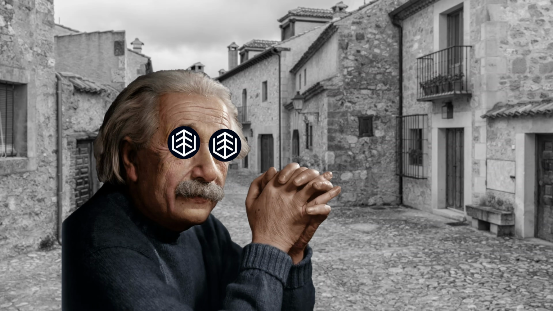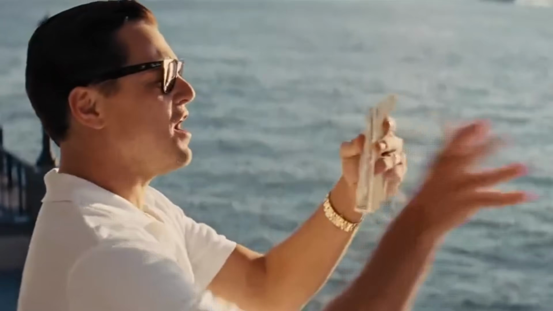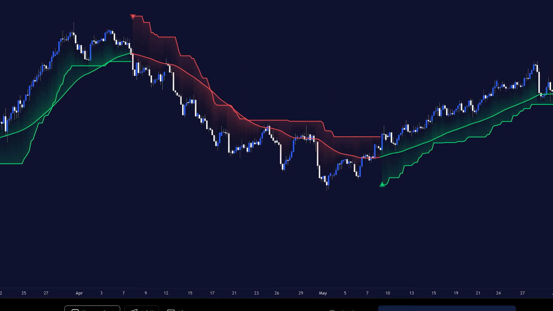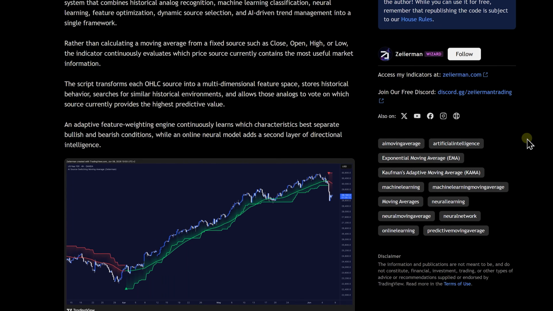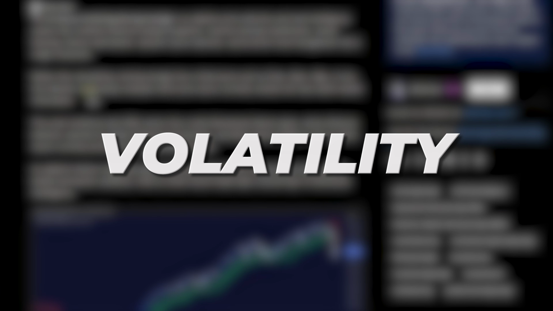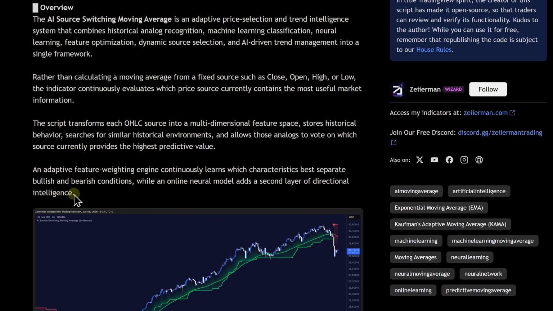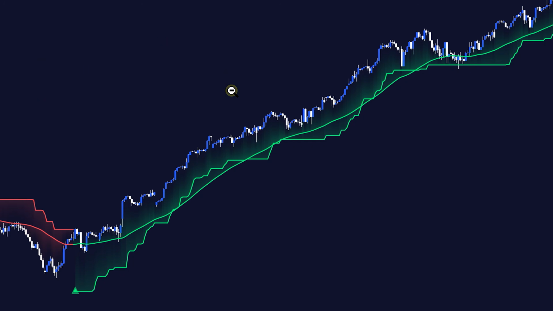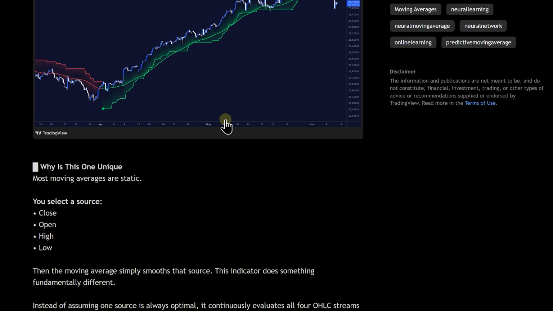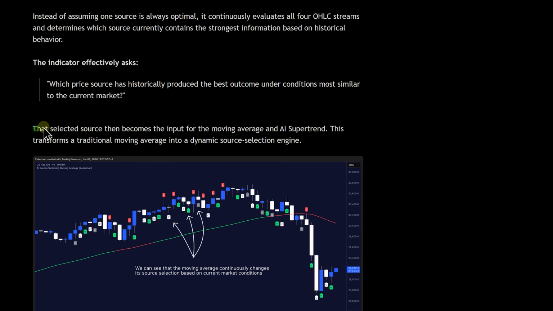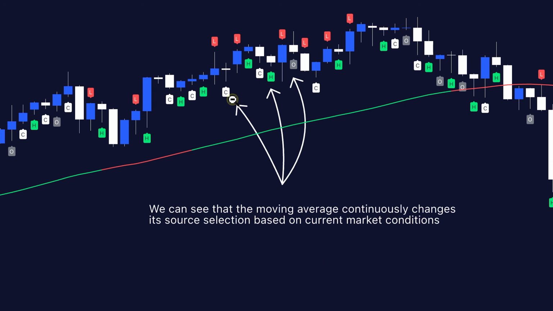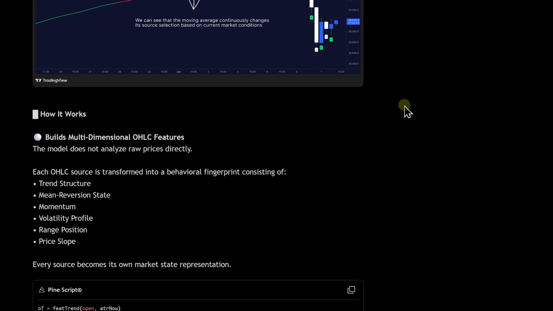Have you ever noticed how one moving average works perfectly in one market condition and then suddenly becomes useless in the next? During a strong trend, a moving average based on the closing price might do a great job. But once volatility changes, the market starts respecting the high prices, the low prices, or even the opening prices more than the closing prices. The problem is that traditional moving averages force you to choose one source and stick with it. But what if the indicator could make that decision for you?